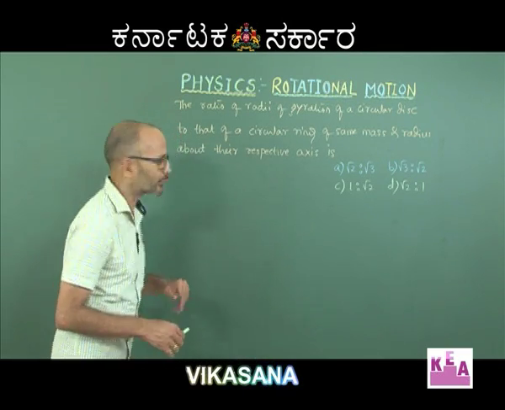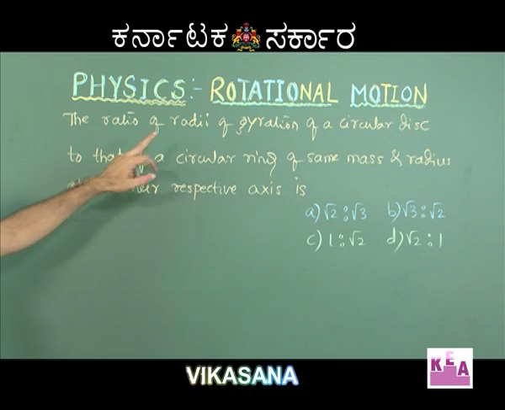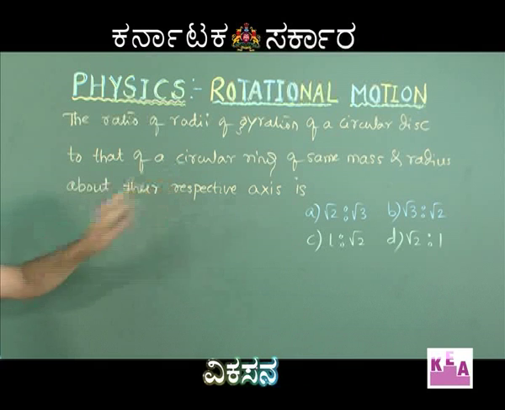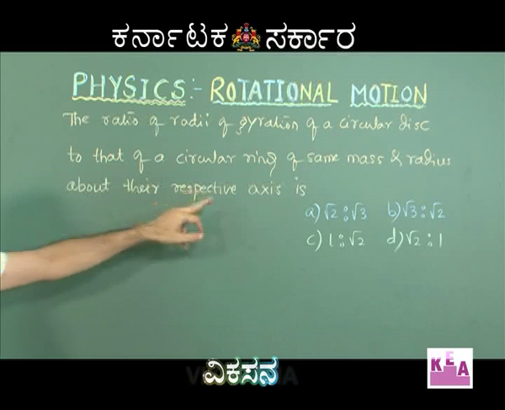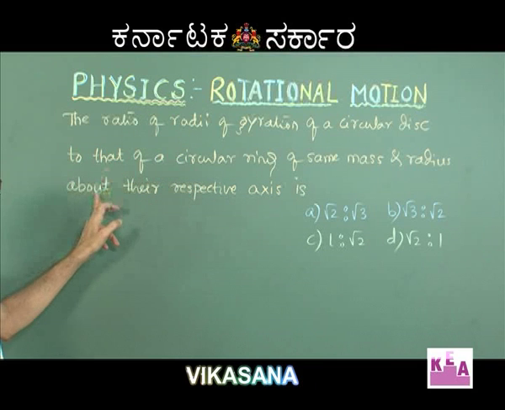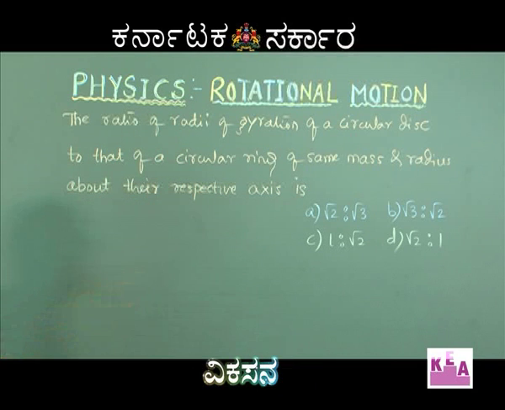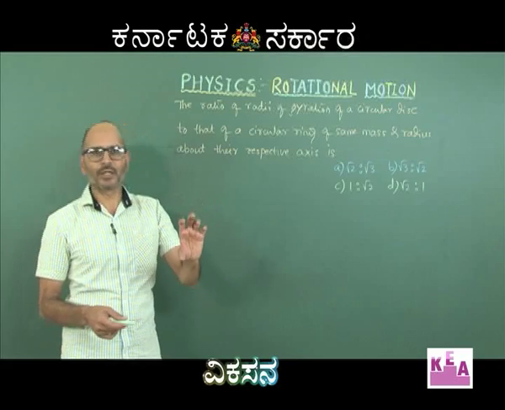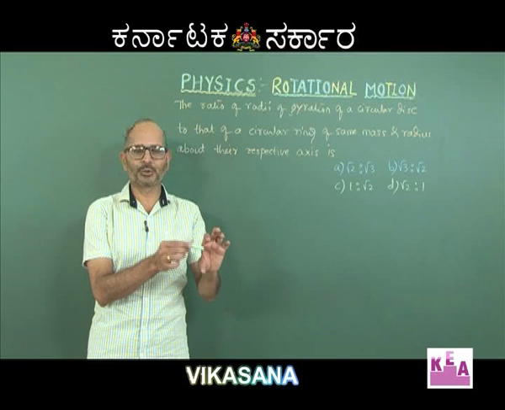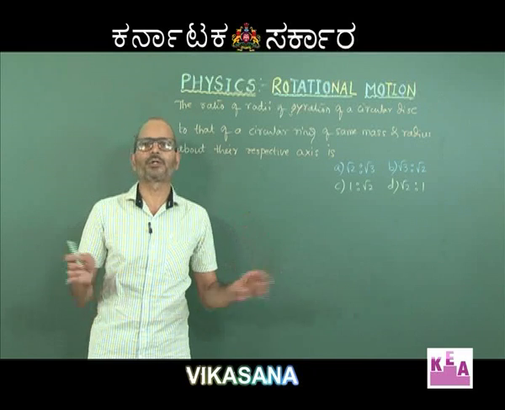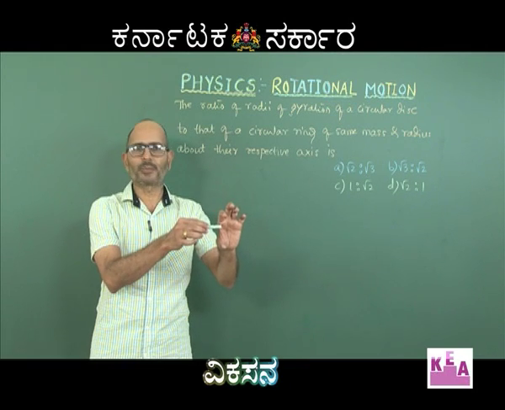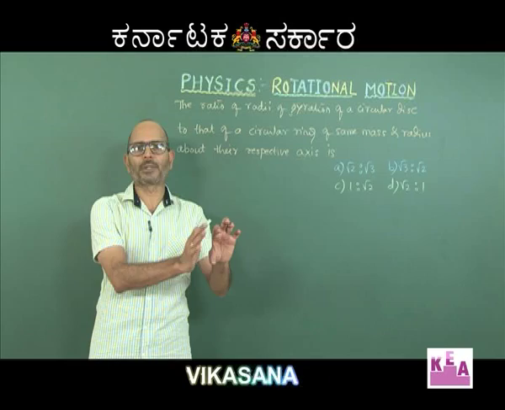So, let me read the problem for you first. The ratio of radii of gyration of a circular disc to that of a circular ring of the same mass and radius about their respective axis is to be found. See, both are of the same mass and same radius, and what he means by their respective axis is, if you take a ring, the axis that we always consider is the one perpendicular to the plane of the ring and passing through its center, and so is the axis for a disc also. The axis passes through the center of the disc and is perpendicular to the plane of the disc.